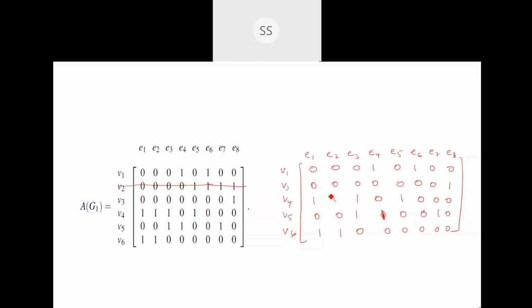Now even if I have removed a vertex, how can I reconstruct the graph? Looking here, you can say that edge E1 has 2 endpoints. Edge E2 has 2 endpoints. Edge E3 has 2 endpoints. Edge E4 has 2 endpoints. But edge E5 has only 1 endpoint. What about edge E6? It has only 1 endpoint. E7 also has only 1 endpoint, isn't it? And E8 also has only 1 endpoint.